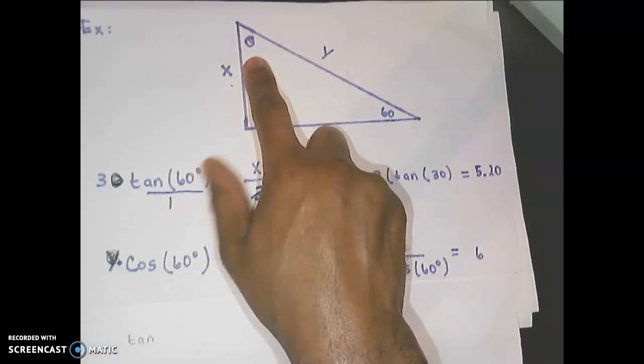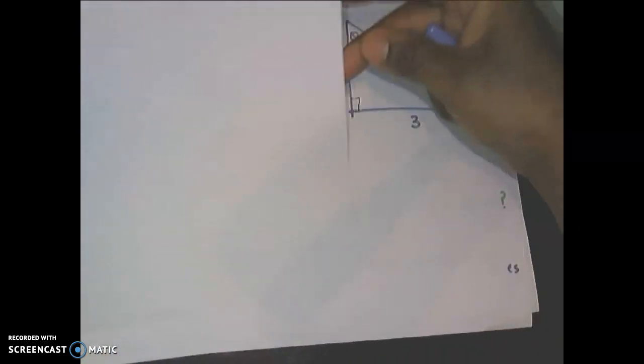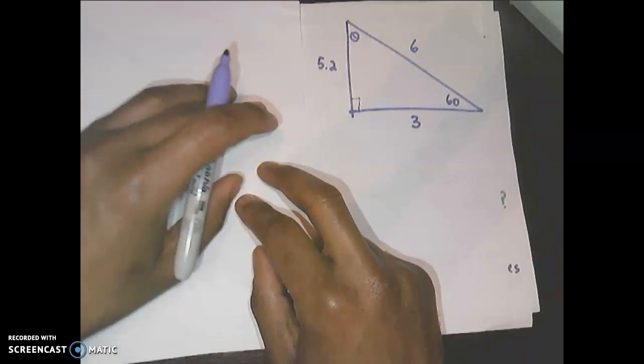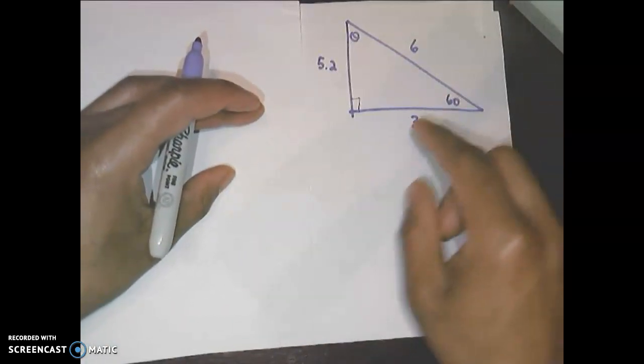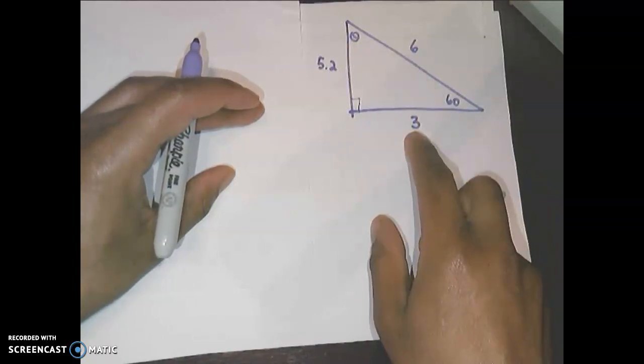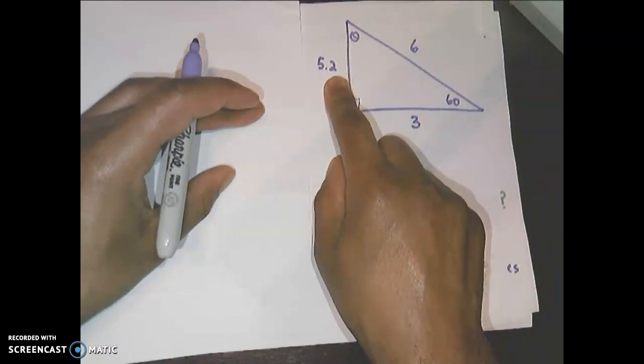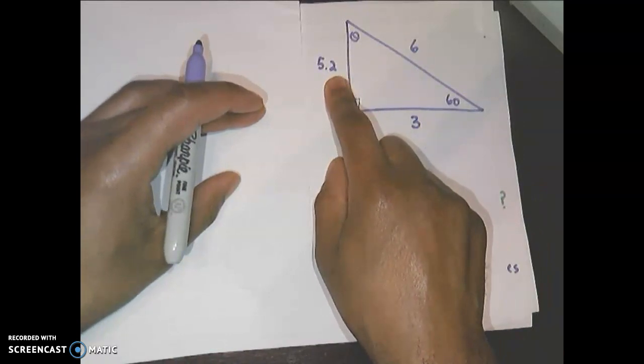And since we're trying to find a missing angle, we know we're going to have to use an inverse function in order to do that. So let's see which inverse function we're going to use. Now remember, they gave us this side was 3. We found out the hypotenuse was 6, and we found out that this value here was 5.2.